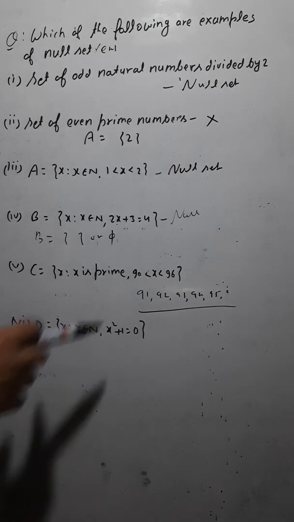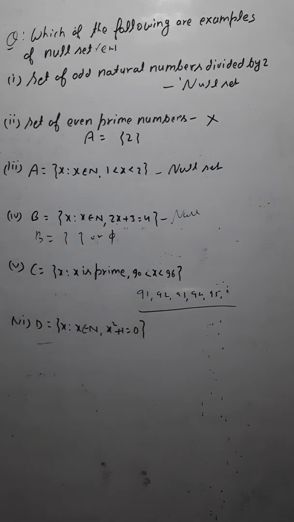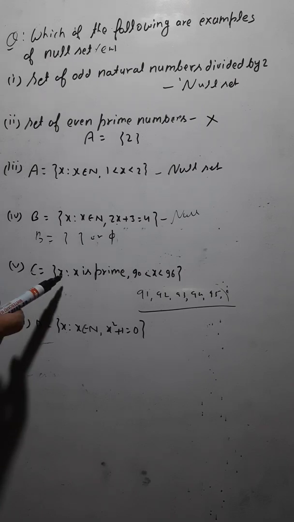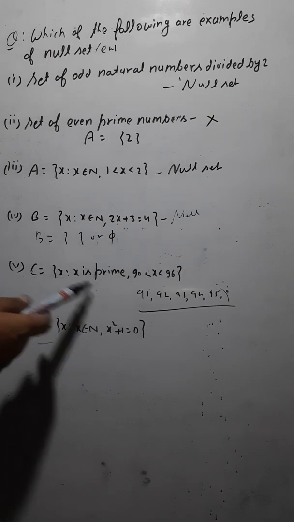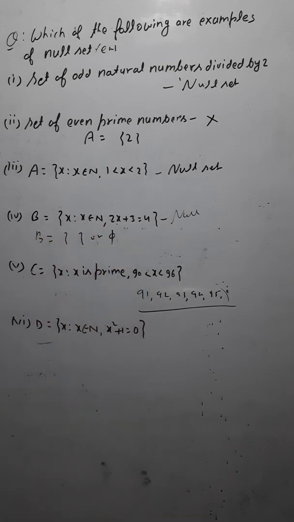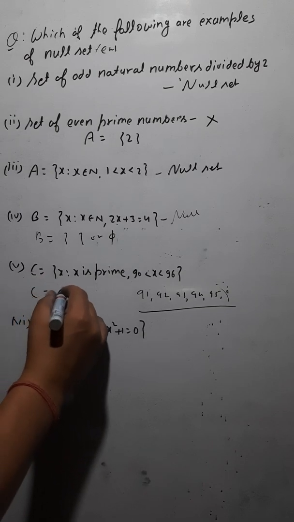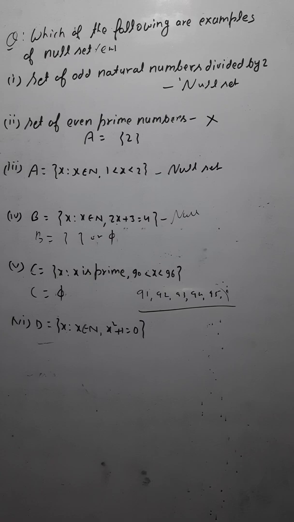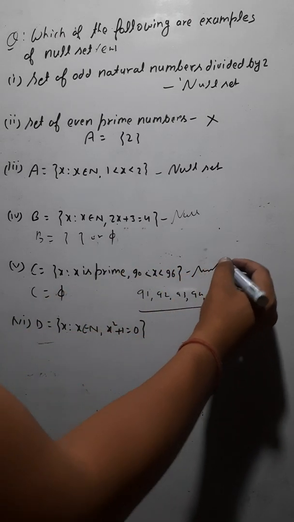So is there any prime number? 91 is not prime number, it is divisible by 13. 92 is also not prime number. 93 also not prime number, divisible by 3. 94 also not prime number. 95 also not prime number. So you are not having any prime number here. But you have to find this set containing the element x such that x is prime number and it should be greater than 90 and less than 96. So you are not going to have any such element there. Okay. So again the set C would be a null set. So again it is an example of null set.